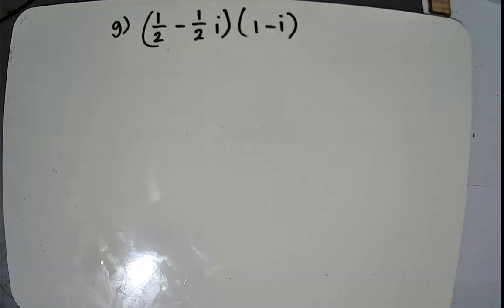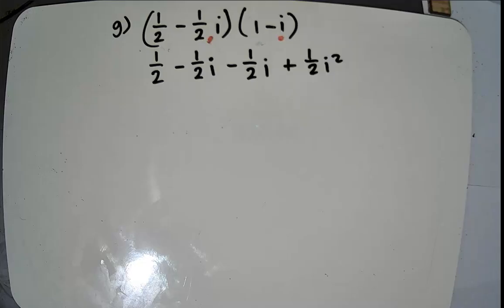Going to G. So notice that this is example G. Foiling it all out, what do you get? A half times 1 is a half. A half times minus I is a minus half I. Minus half I times 1 will give me a minus half I. Then we have minus half I times minus I. A negative times a negative is a positive, so I'll get a positive half I squared.